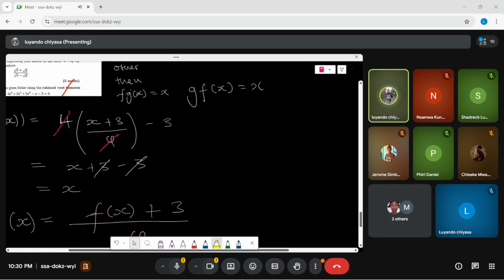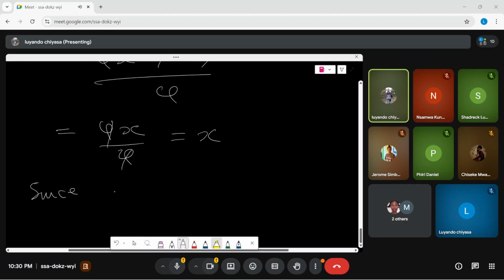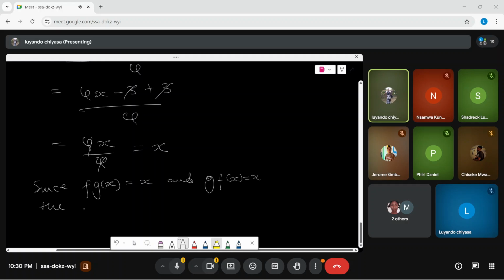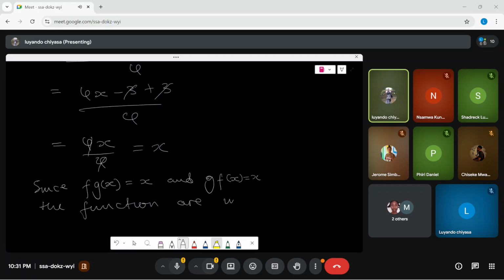You can say, since f of g of x is equal to x and g of f of x is equal to x, the functions are inverse of each other. Okay, are we good so far?